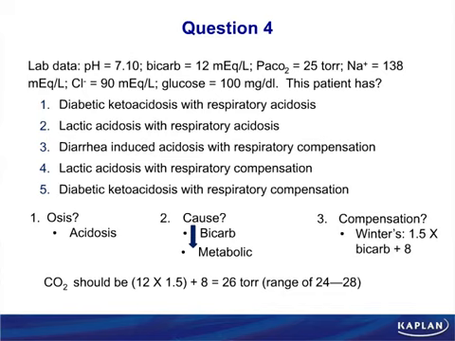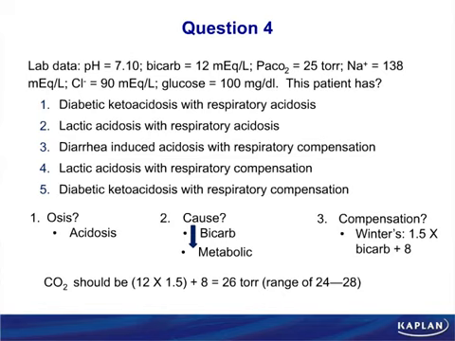CO2 should be, bicarb is 12 in the patient. 12 times 1.5 is 18, plus 8 is 26. That gives me a range of, and I'll take 2 either side, so the range is 24 to 28. Patient is 25, so I know this is a metabolic acidosis with a respiratory compensation. And I now see, items 3, 4, and 5 are all acidoses with respiratory compensation.